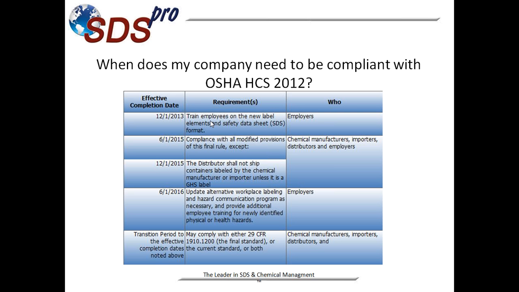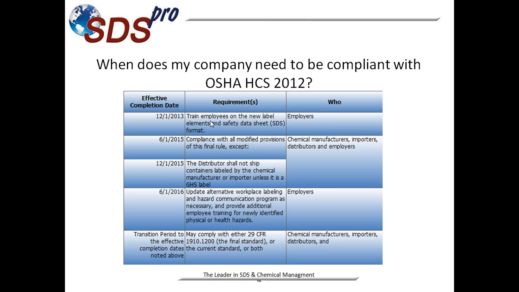Training employees on the new label elements and safety data sheets started 12/1/2013. That's ongoing. This is part of the legislation that was amended. It wasn't really changed as far as the training has always been. They're required to train employees on safety labels, but this is the new elements for the GHS and SDS formats. We'll briefly discuss that here in a second.